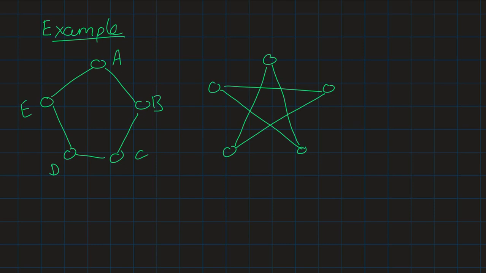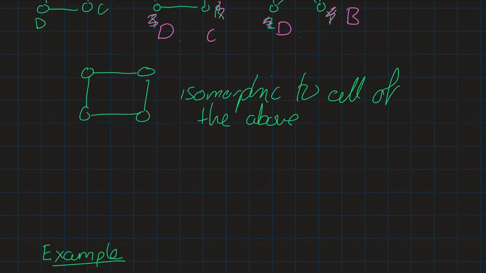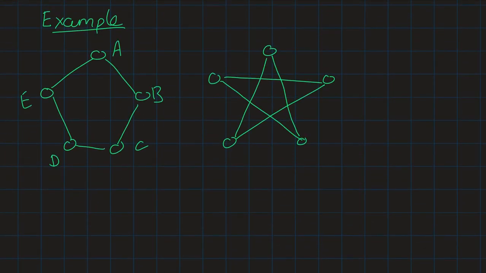I'm going to throw down A, and since it's a symmetric graph, it doesn't really matter where I choose. I could have put A anywhere. It doesn't matter where I choose to put A. So I'm just going to put A at the top.